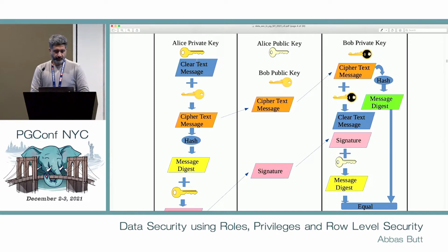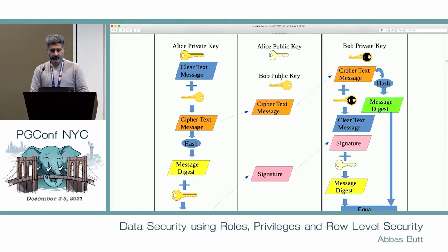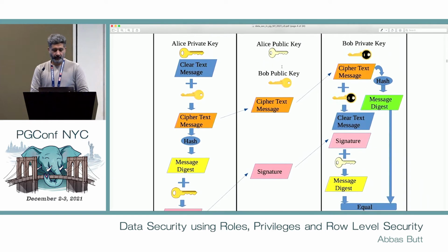So in the first part, first let's see what keys are involved in this whole scenario. This is Alice's private key, which is not shared with the public, and this is Bob's private key, which again is not shared with the public. This is Alice's public key, and this is Bob's public key, which is shared with the public, right? Now to send a message from Alice to Bob, the clear text message is encrypted using Bob's public key, and we get a ciphertext which is shared over the public network with Bob.